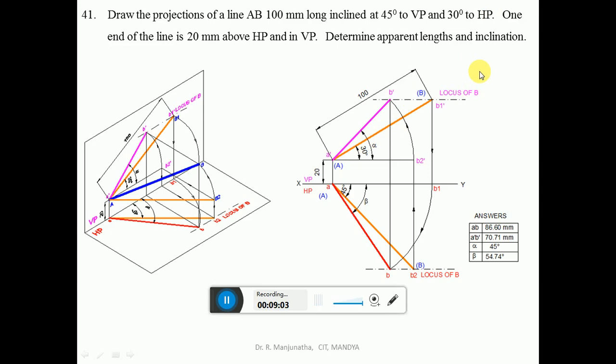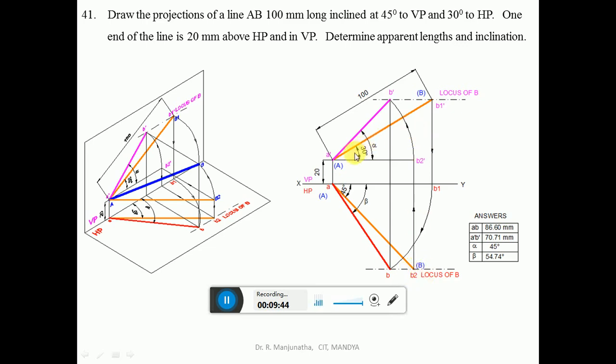Similarly, with A as center, by using the protractor, you measure an angle of 45 degrees to VP, because the inclination with respect to VP is seen in HP. So from A, you measure an angle of 45 degrees with respect to the horizontal and draw an inclined line. Then by using the compass, you measure a radius of 100 mm. With A dash as center, cut an arc in the front view to get this point B1 dash, and similarly with the same radius with A as center, cut an arc on the 45 degree line to get this point B2.